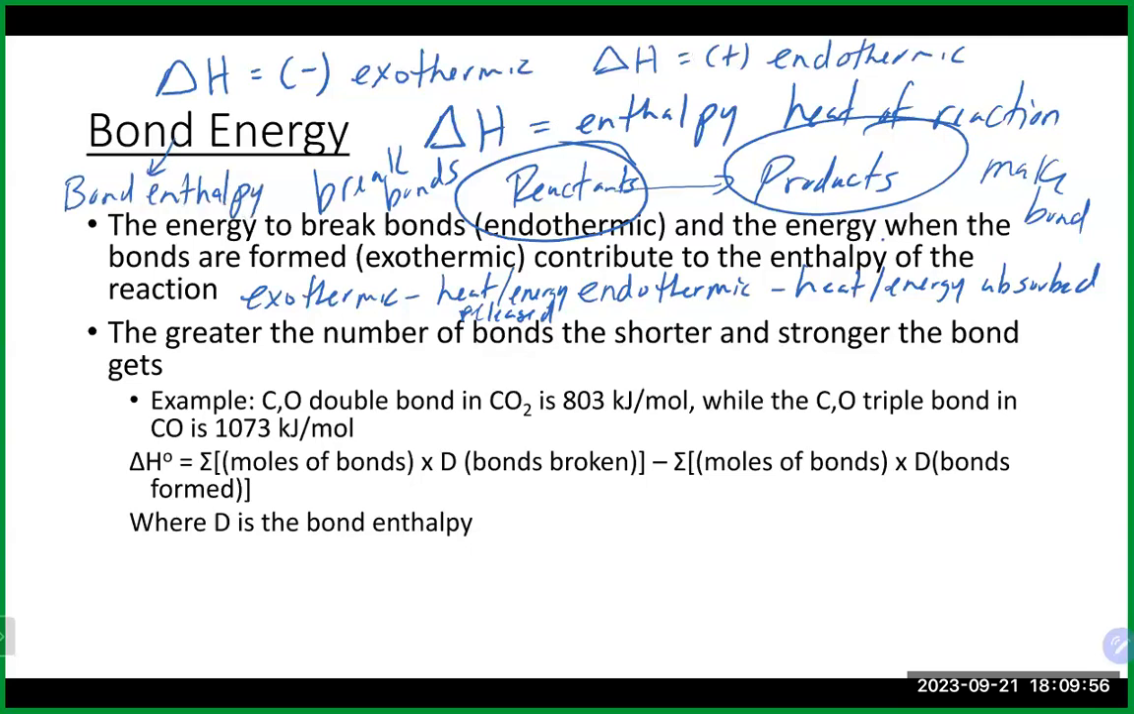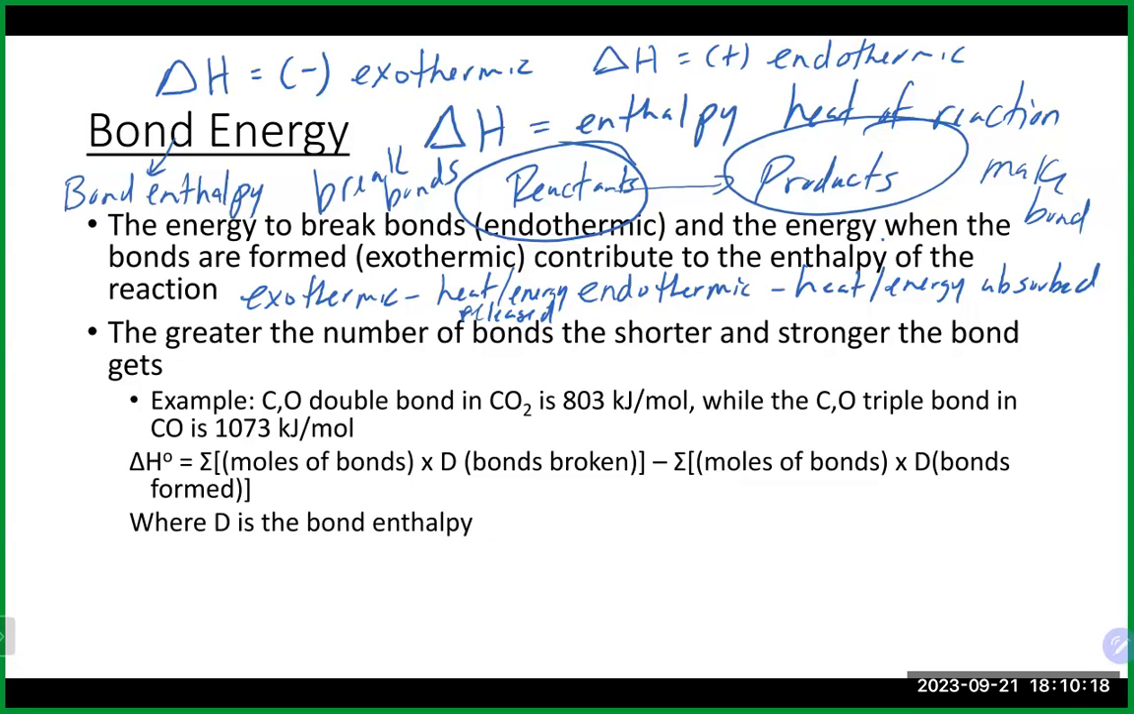So we can look up on a chart all the energy required to make bonds and break bonds. And as we saw a second ago, a double bond is stronger than a single bond, and a triple bond is stronger than a double bond. So there is a different amount of energy required to break different types of bonds, depending on what you're breaking.